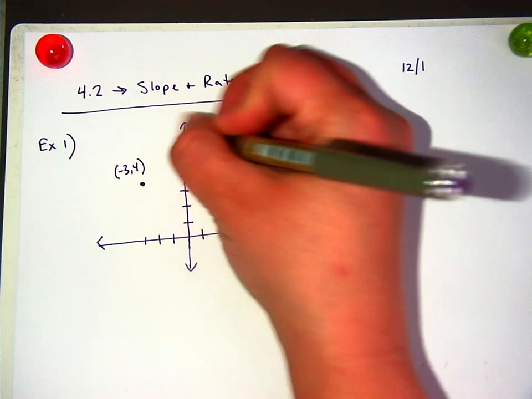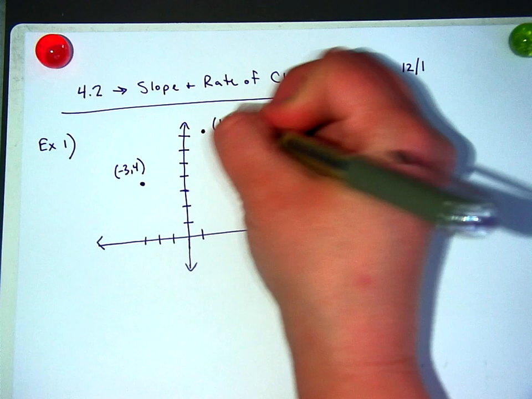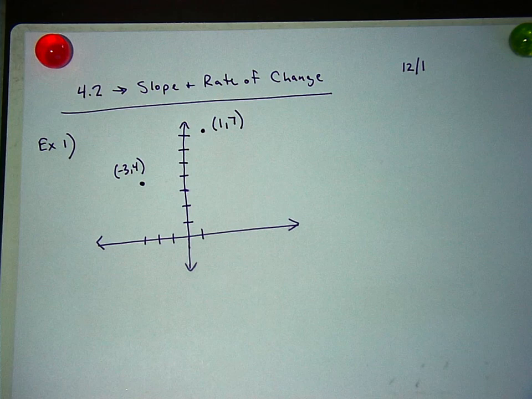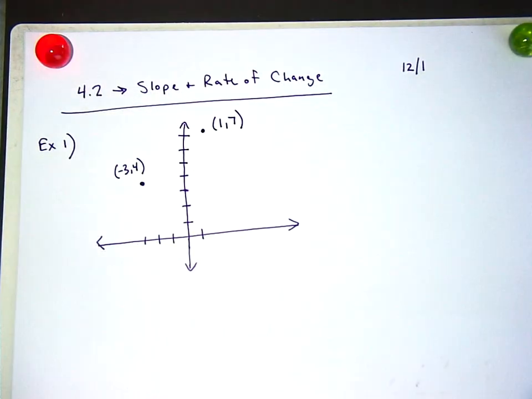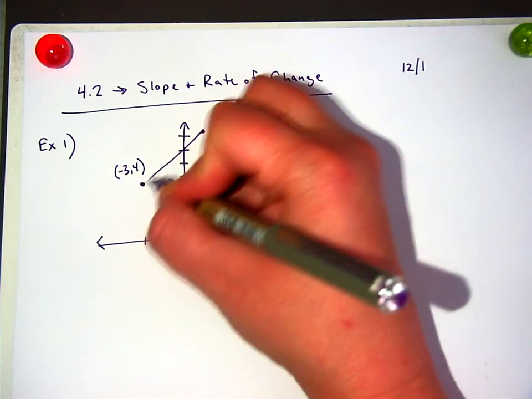Is that a Y or a 4? That's a 4. I can't tell. It's a -3, 4 and a 1, 7. Right. So I want to know, what is the slope of this line?